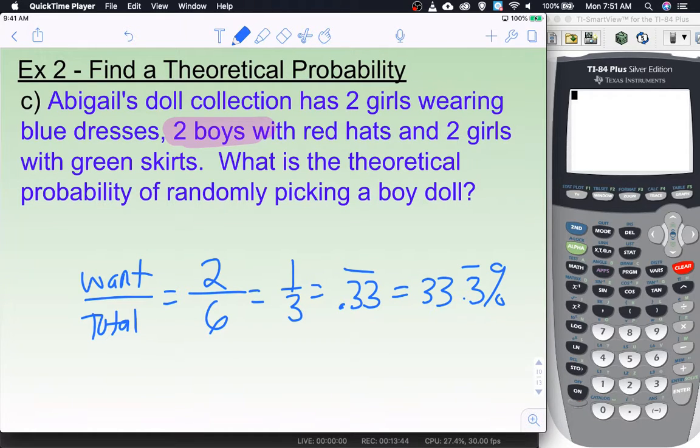33.3%. So each of these are technically right, but you never know what form the question is going to ask for. Like here, it doesn't say as a decimal or as a fraction or as a percent, but there are times where it may say, what's your answer as a percent or as a decimal or as a fraction. Okay, so that's theoretical probability. That's just what should happen.